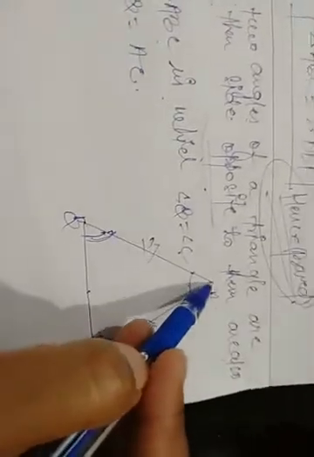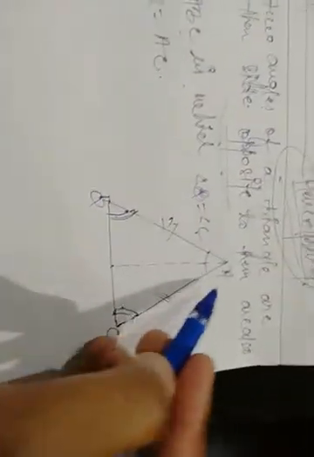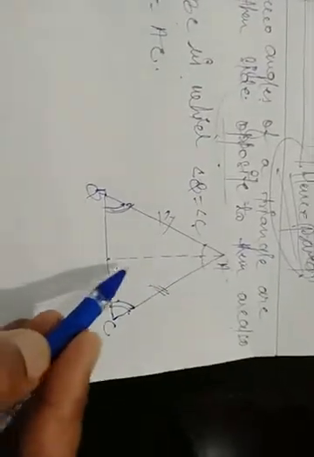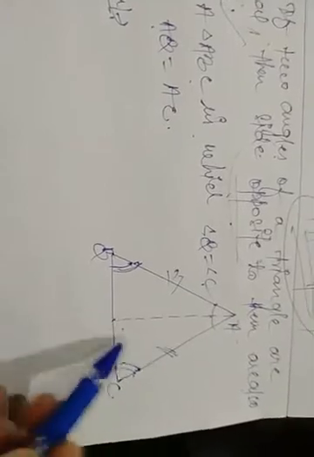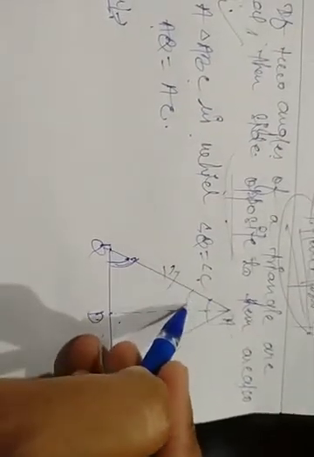Draw the bisector of angle A and let it meet BC at point D. If that is the bisector of angle A, then you know that angle BAD is equal to angle CAD, by the concept of bisectors.